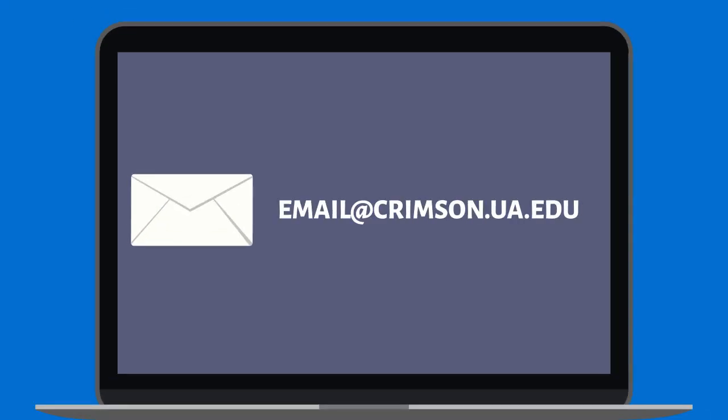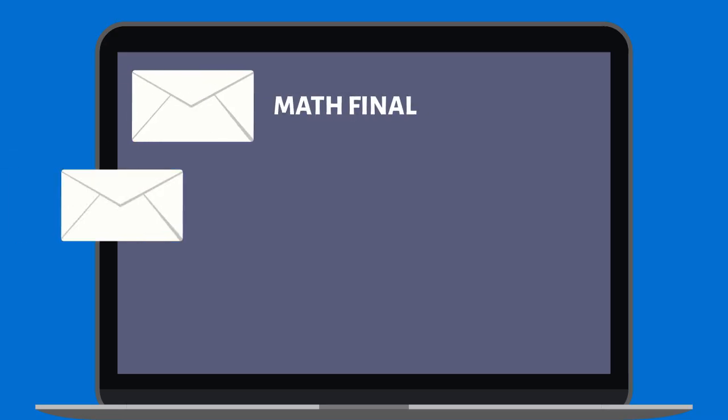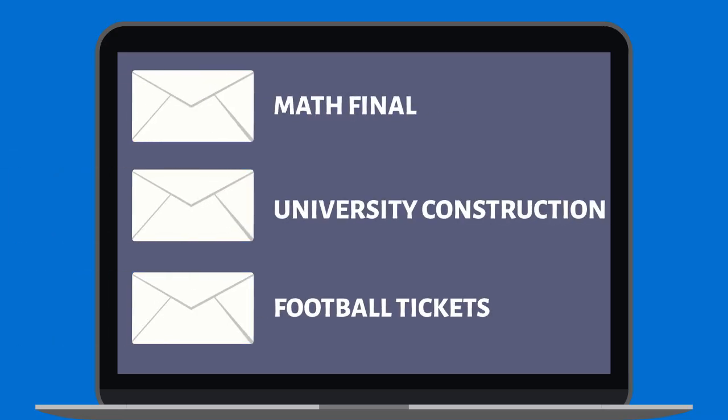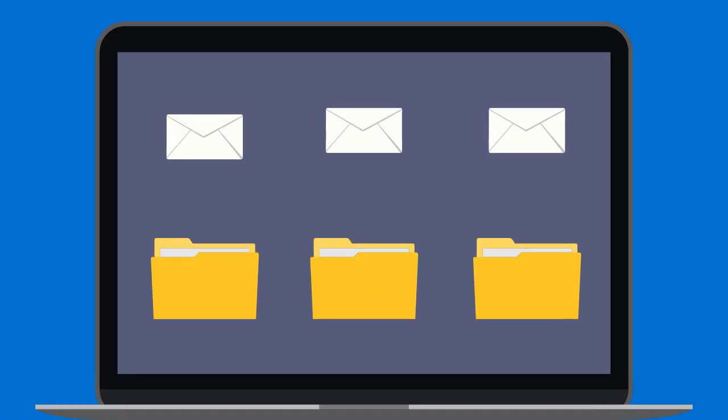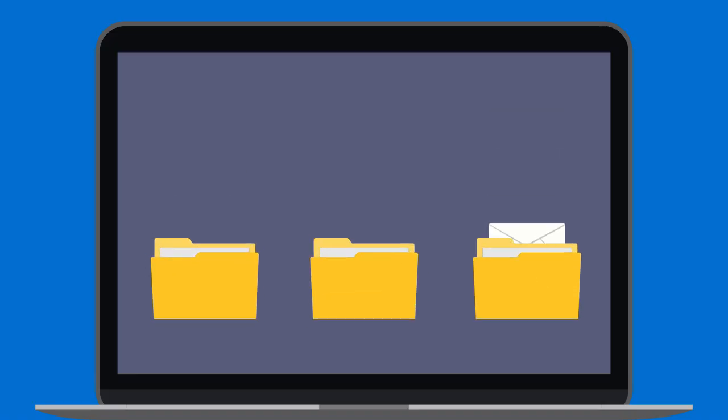Your Crimson email was given to you when you became a student at the University of Alabama. It is where you'll get emails about classwork, information from the university, and news about extracurriculars. Students will get a lot of mail to their Crimson email. So, it's important to organize your mailbox so you don't miss any important information.